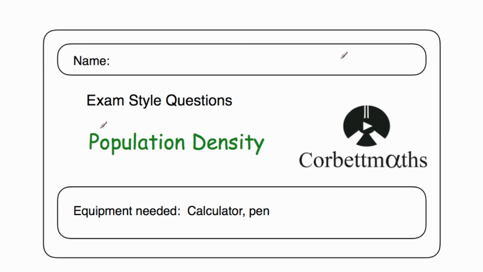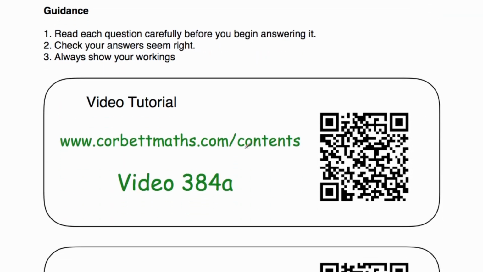In this video, we're going to look at the video solutions to the population density practice questions. If you need any extra help on population density, go to corbettmaths.com/contents and scroll down to video number 384A, that's the video tutorial on population density. Alternatively, you could scan this QR code and it will bring you straight to that video. Okay, so let's get started.